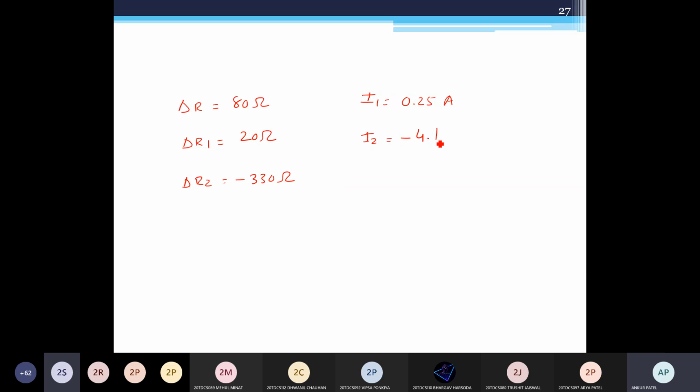The correct answer is: here delta R is equal to 80 ohm. Are you getting 80 ohm for delta R? Yes, sir. Delta R1 is equal to 20 ohm. Delta R2 is equal to minus 330 ohm. And according to Cramer's rule, I1 is equal to 0.25 ampere, and I2 is equal to minus 4.125 ampere. So this is the correct answer.